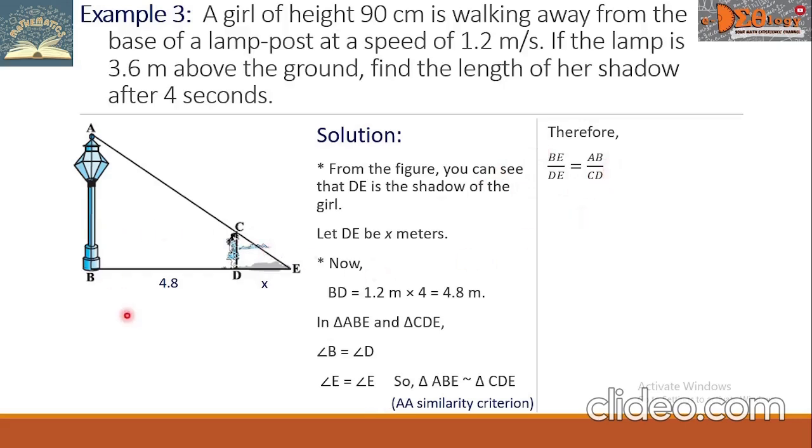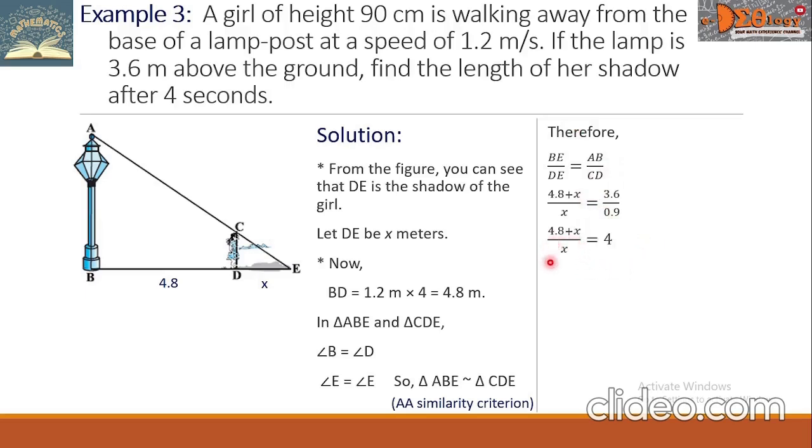When we substitute the values, we will have like this. For the BE, that is 4.8 plus x, over DE, which is x, equals AB, which is 3.6. That is the height of the lamp post. And CD is the height of the girl in centimeters. It is written here 90 centimeters. When we convert this into meters, we write 0.9. On the right side, we can simplify the fraction into 4.